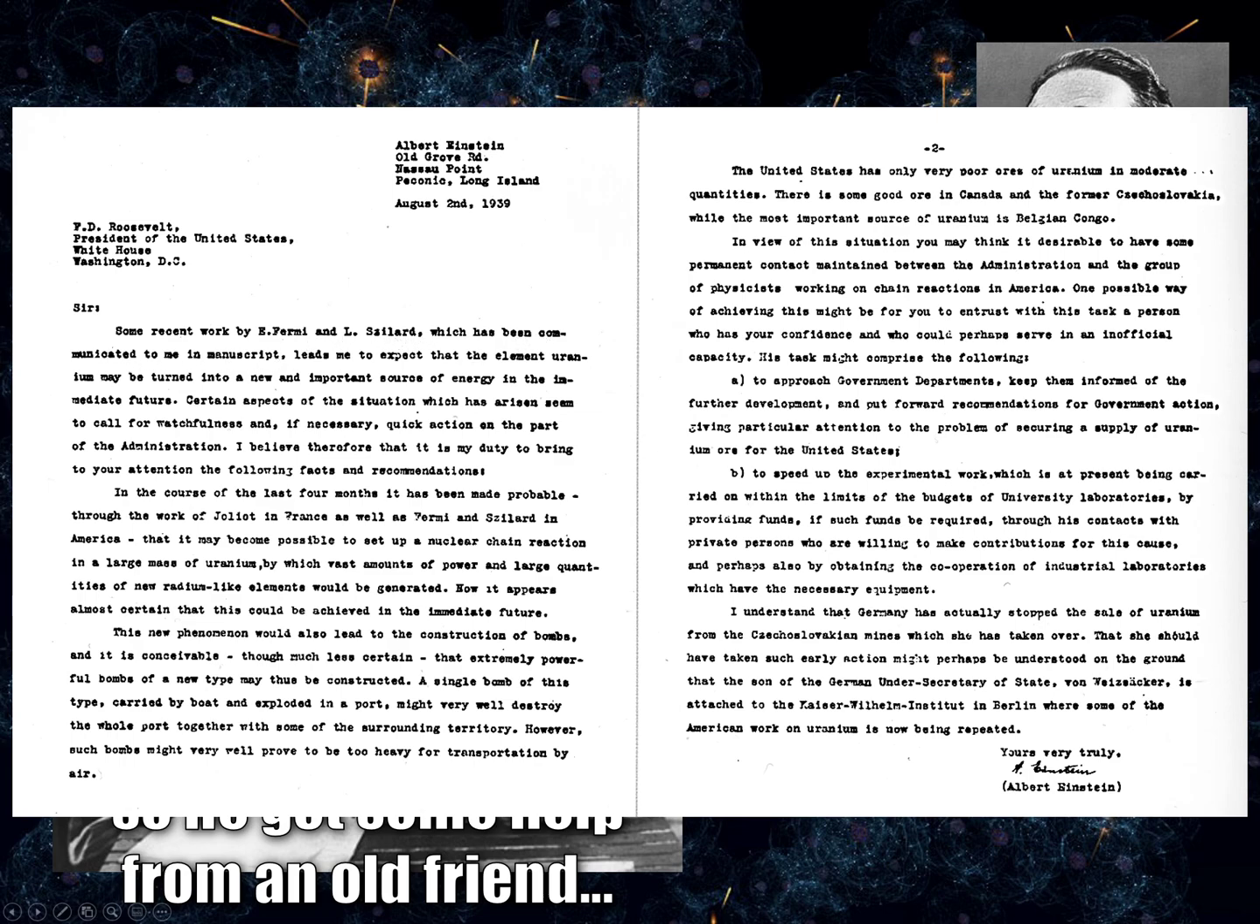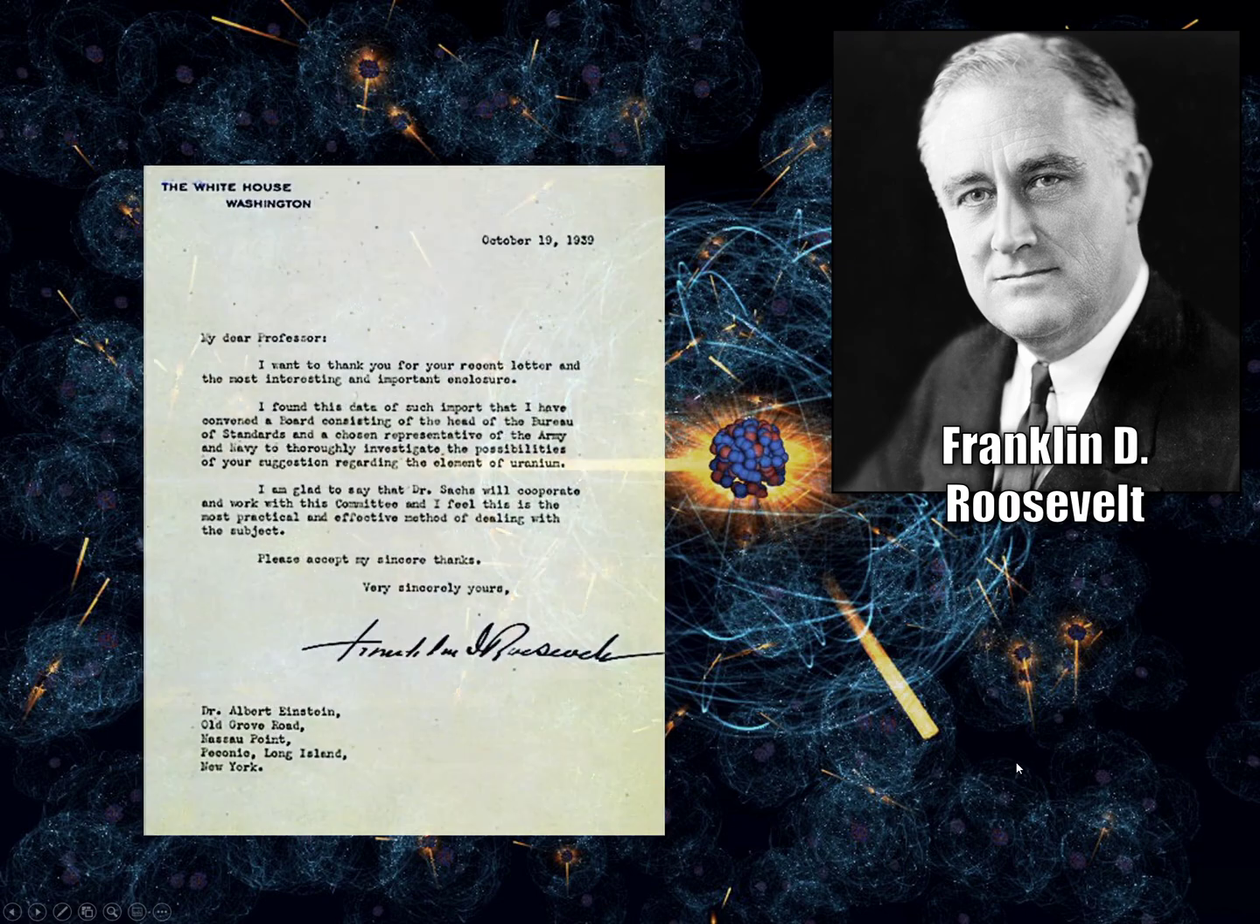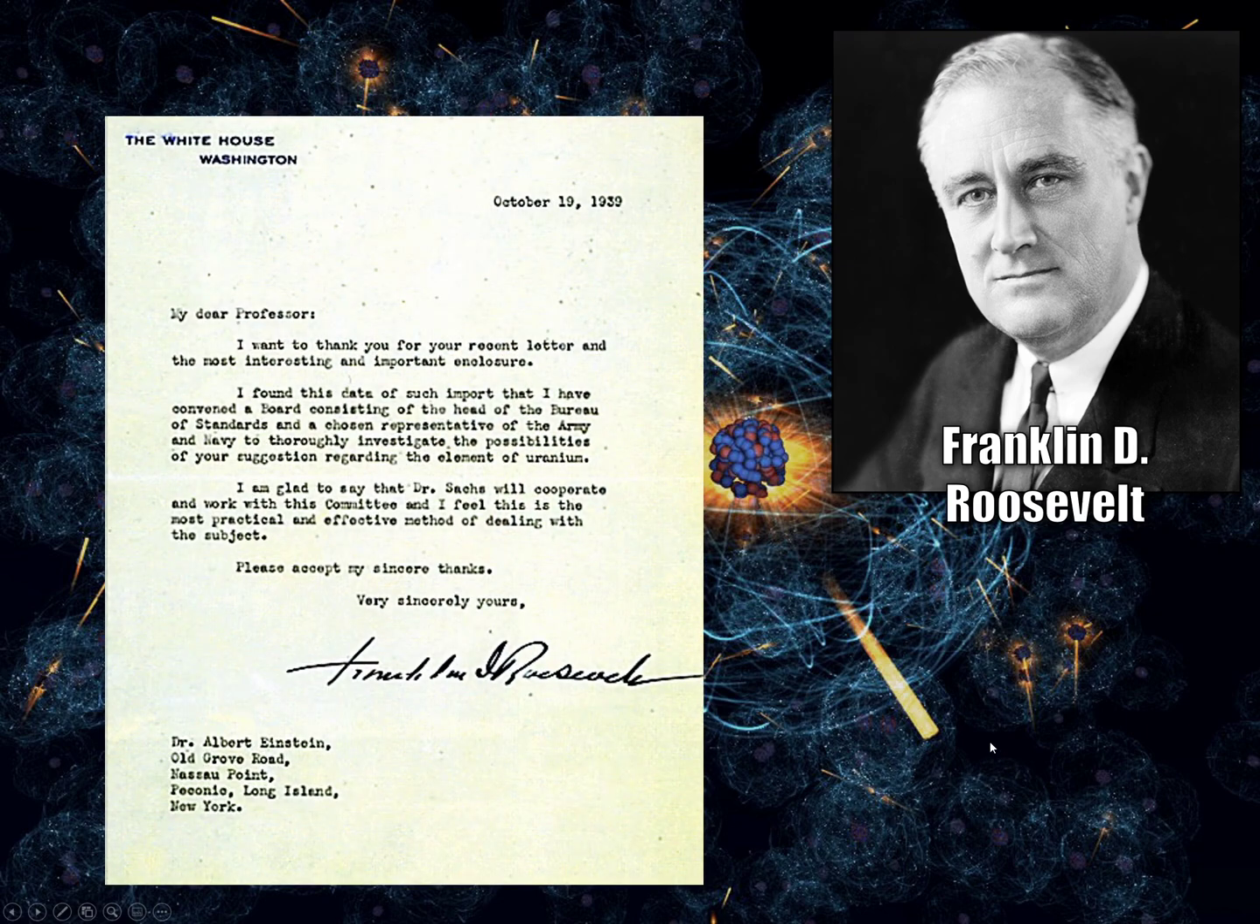And so basically, Einstein wrote a letter warning the president, hey, you can make a bomb out of uranium, and it looks like the Germans are taking steps to do this if they haven't already done so. We need a response from the United States government that's equal to that. So Franklin Delano Roosevelt writes back, and he says, my dear professor, I want to thank you for your recent letter and the most interesting and important enclosure. So Roosevelt took this warning seriously. Here you have scientists warning the president something bad might happen. And here we have the president actually responding to those warnings and starting the Manhattan Project.